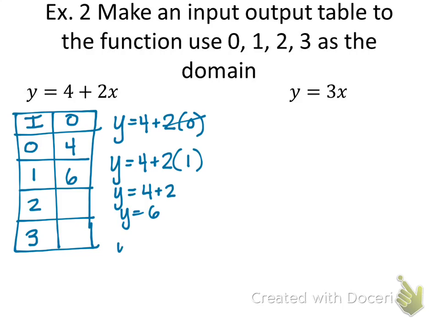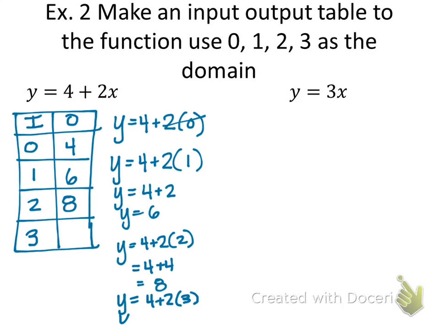Y equals 4 plus 2 times 2. Y equals 4 plus 4. And y equals 8. I do want you to show me all of this work. And then last but not least, y equals 4 plus 2 times 3. Y equals 4 plus 6, which equals 10. Okay? Okay, so let's make an input and output table for the next equation here.